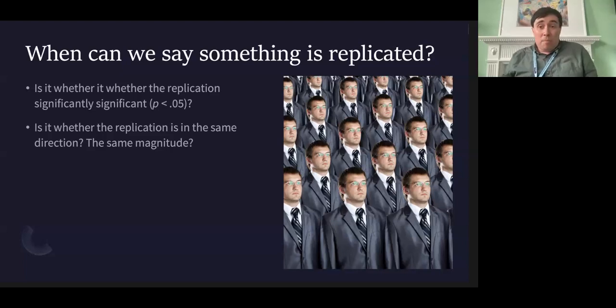Are some replications better than others? If it's in a bigger sample and it doesn't quite replicate, is that better than an almost perfect replication in a very small sample? How do we judge that? It seems obvious maybe, but it's actually quite contested.